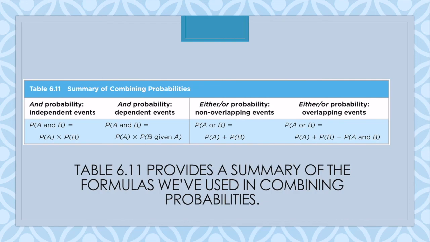Here is a table that's a summary of all the formulas we've used in combining probabilities. In case you wanted to have them all in one place, this is also table 6.11 in our textbook.